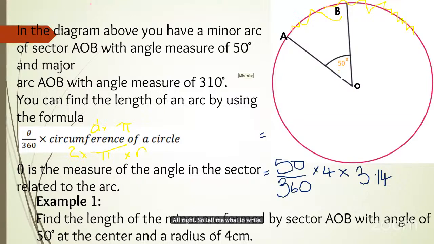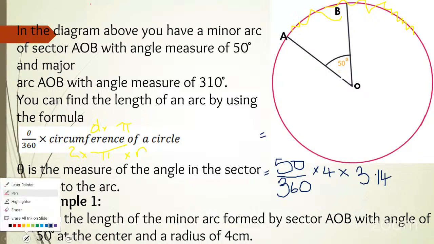Amoya, go ahead and tell me what to write. I'm using the radius now. Miss, 2 times. Remember, say 3.14 here, so we start now. Theta. We use theta. So what are we going to have instead of theta? Miss, 50. 50. All right.